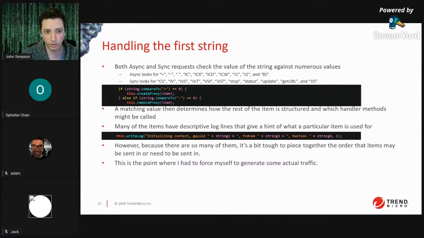The kind of side bonus is many of the items have descriptive log lines. They at least give you a hint of what a particular item is used for. So in this particular case, we see this log line, initializing context. I have no idea what any of these things are, but okay, initializing context. That sounds like something that needs to be done early on. The issue here is because there's so many of those different strings, it's kind of tough to piece together the order that we have to send these different commands in.